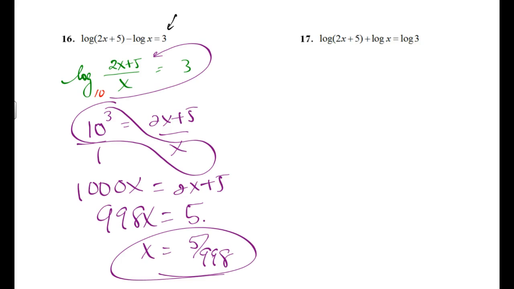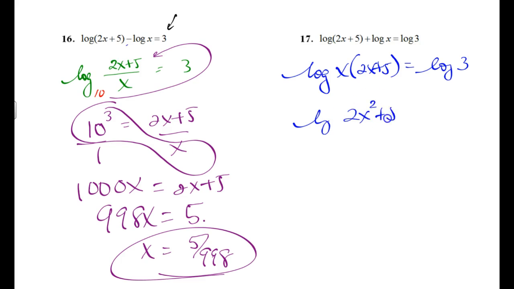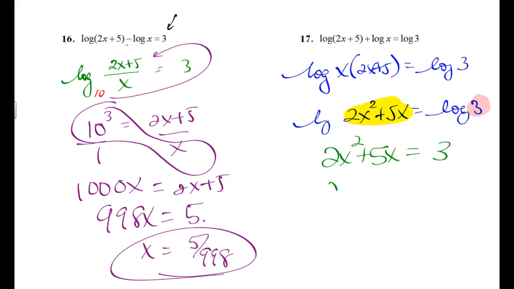And then over here, for number 17, I've changed this minus into a plus, which means now instead of a quotient, I have a product. So I'm going to multiply this together. The log of 2x squared plus 5x will equal the log of 3. But I can still use my 1-to-1 rule. The log of this equals the log of that when yellow equals pink. So it's kind of like unlogging both sides. Just like you have the power to log both sides of an equation, you can also drop the log from both sides. I'm going to set it equal to 0.